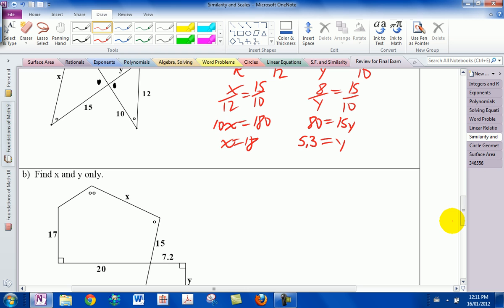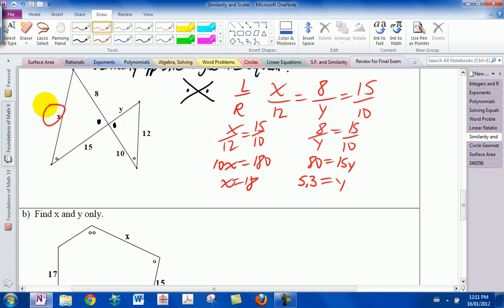Okay, for B, I want you to set up your ratios. This time you might have extra ratios you don't need. Really watch your angles. Okay, x matched up with 12 because 12 was between no angle marking and the single dot. X was between no angle marking and the single dot. So you got to watch the angles, especially for this next one, so that the ratios are set up correctly.